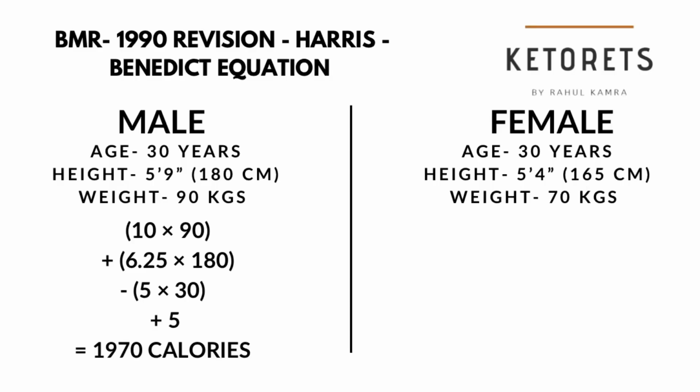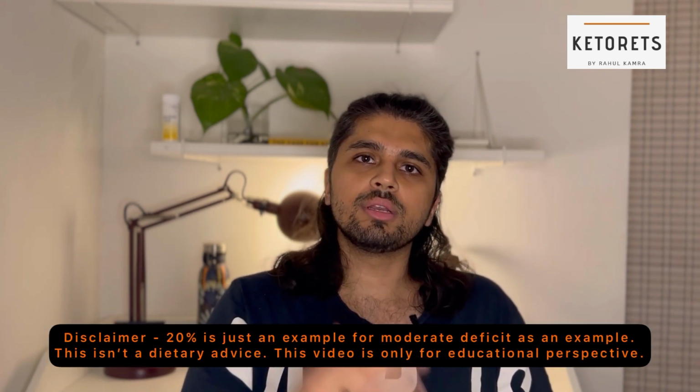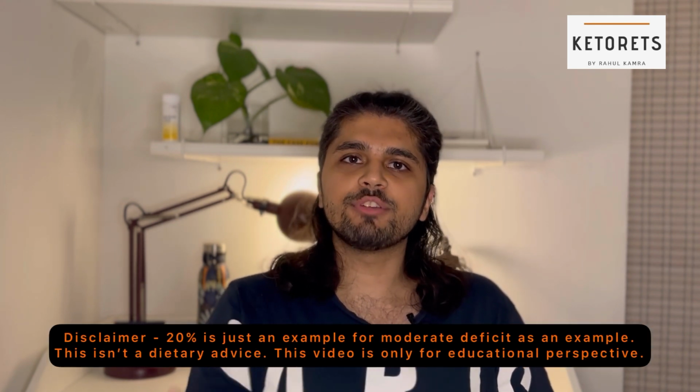So as per calculations of your BMR, a male who is 90 kgs, 5 feet 9 inches and 30 years old can consume 1970 calories, and a female who's 70 kgs, 5 feet 4 inches and 30 years old can consume 1420 calories. With these calories, what we simply do is calculate 20% less of these. So when we deduct 20% for male and female, we'll have calories which are decent enough to start your fat loss journey.